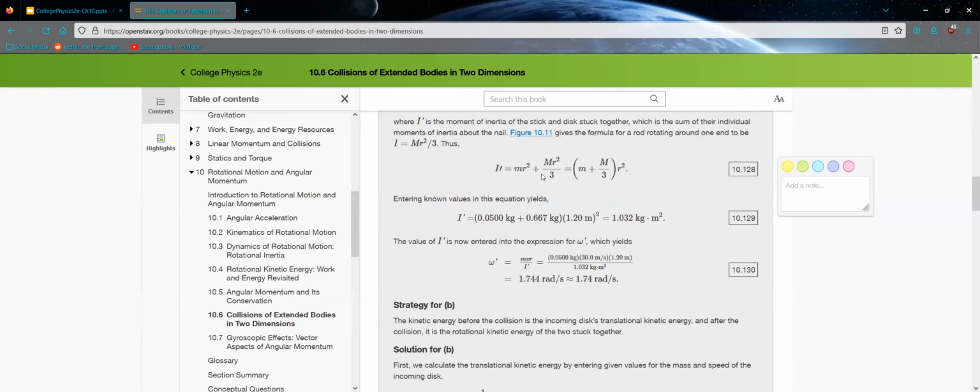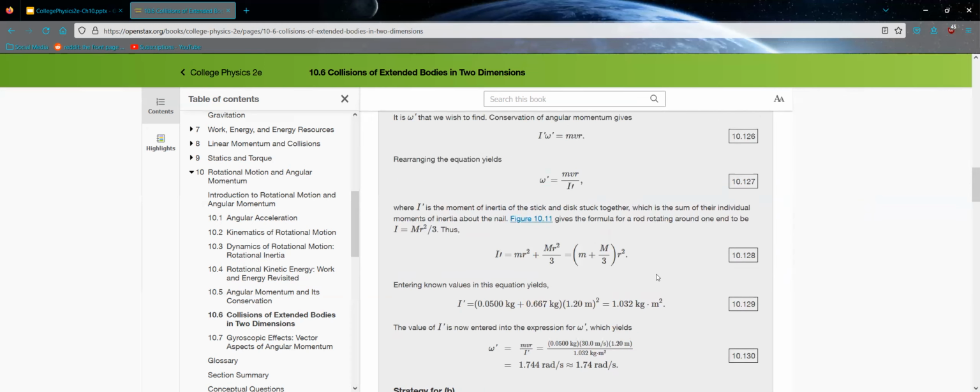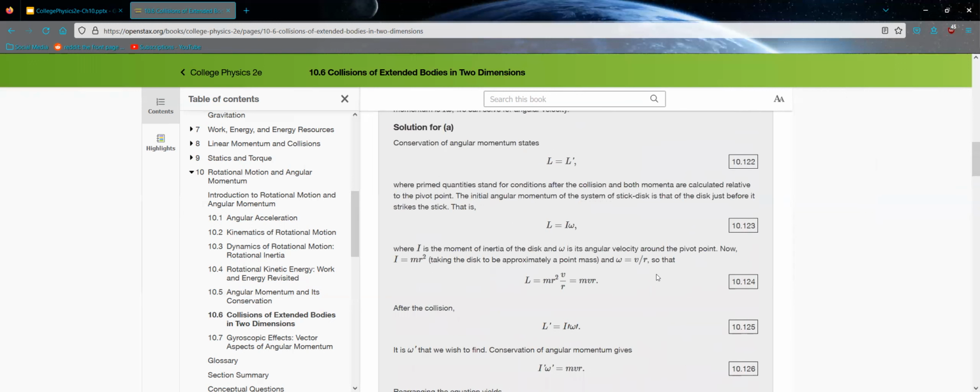The moment of inertia of the stick moving around here is given by the mass of the second object times r squared over 3, which gives us some number. Excuse me. Plugging that into our original calculated equation gives us an angular velocity of the total object here.